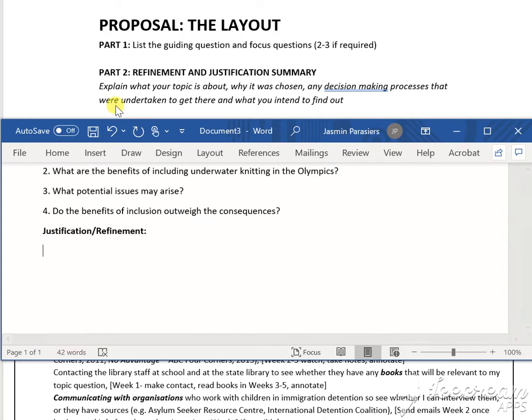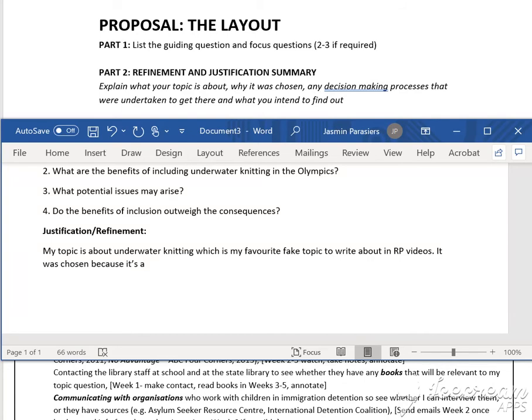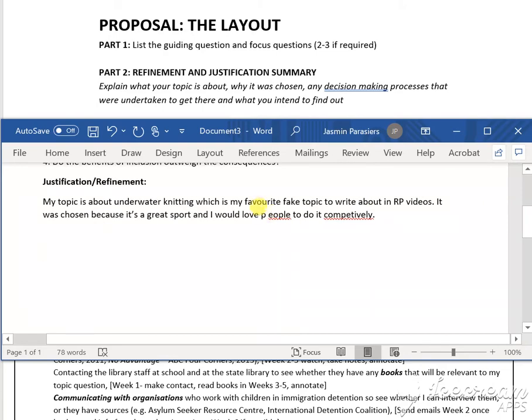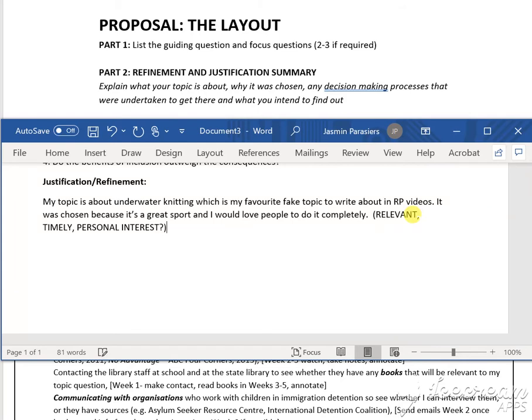So we've got to explain what the topic is about. My topic is about underwater knitting, which is my favorite fake topic to write about in RP videos. It was chosen because it's a great sport and I would love people to do it competitively, etc. When we're answering this first bit, what we're really getting you to think about is why this topic? Why is this relevant? Why is it timely? Why do we care? What's the personal interest that you have here?